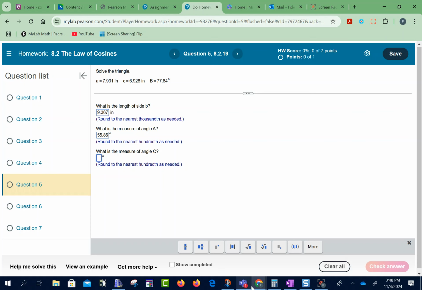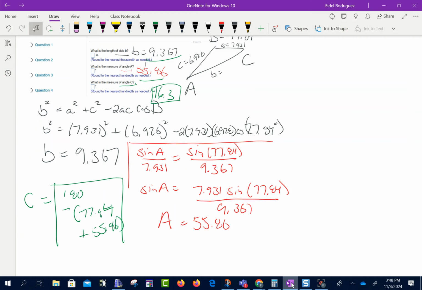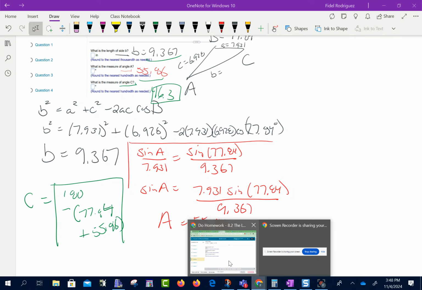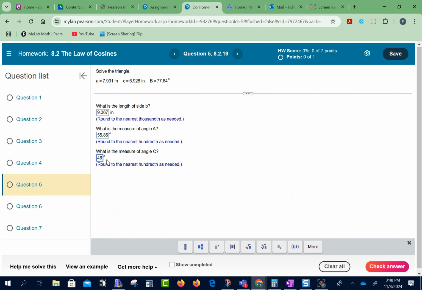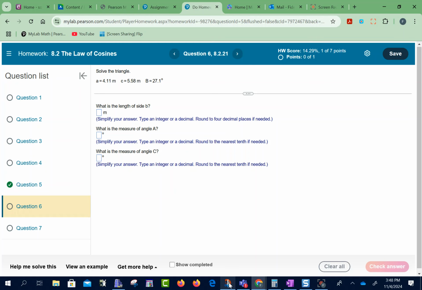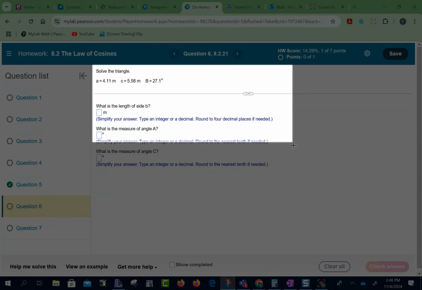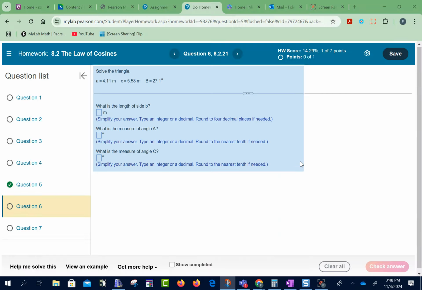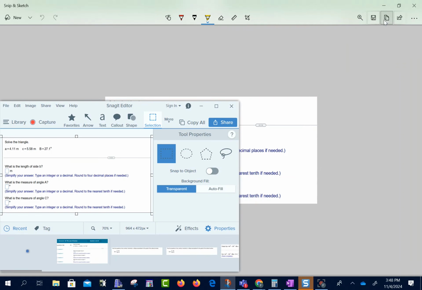55.86. And then for angle C, y'all, we came up with 46.3. Let's check our answer, and we got it. Okay. Y'all, somebody else also asked for this question here, number 6. So I'm going to go ahead and do number 6. And again, y'all, I will do this the same exact way.